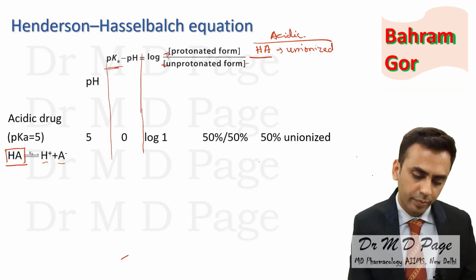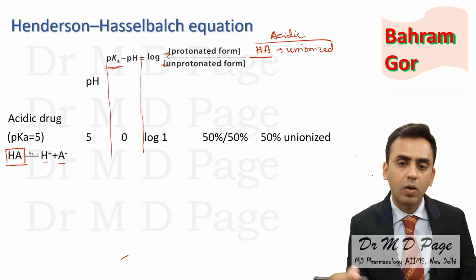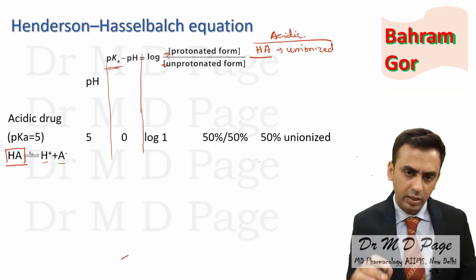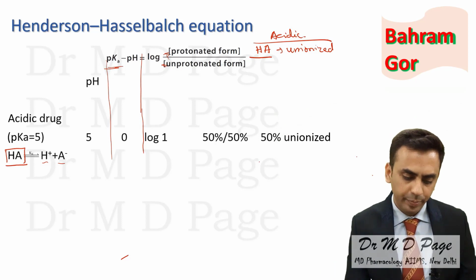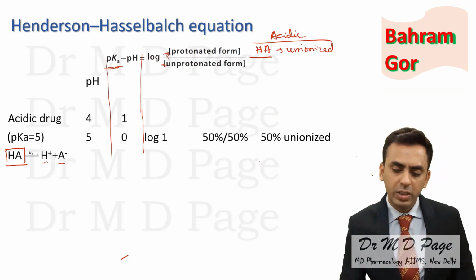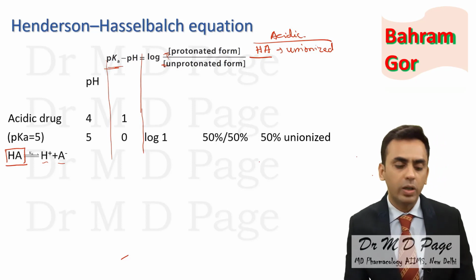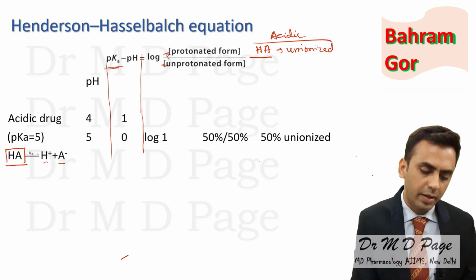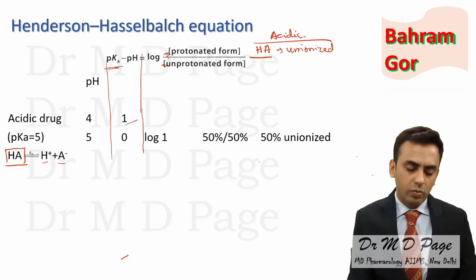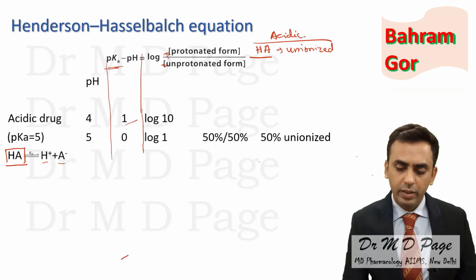Okay. Now we will see if the surrounding medium pH is 1 less. Just understand. If you don't understand, don't worry, you will understand in the next slide. Just listen to whatever I am saying. If the pH of the surrounding medium is 4, what will be the pKa minus pH? 5 minus 4, 1, correct? Now log of what will be 1? Log of 10 is 1.